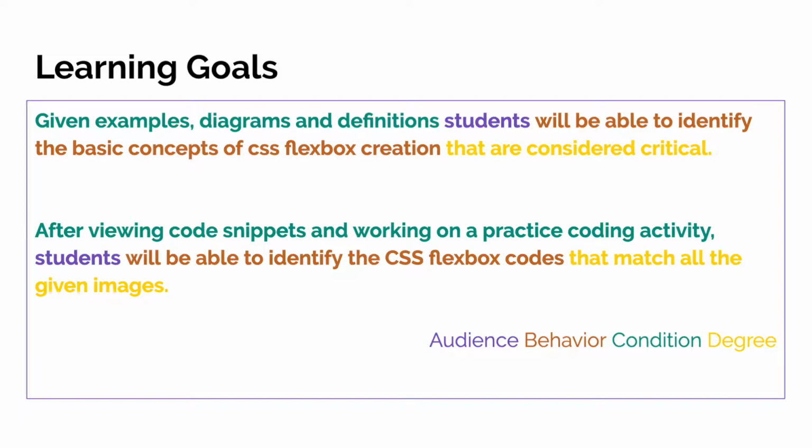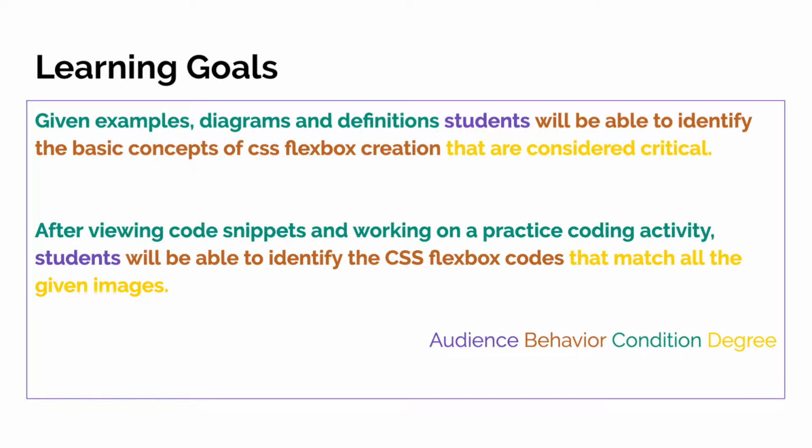After narrowing our scope, we came up with these two learning goals. The first learning goal is, given examples, diagrams, and definitions, students will be able to identify the basic concepts of CSS Flexbox creation that are considered critical components. The second learning goal is, after viewing code snippets and working on a practice coding activity, students will be able to identify the CSS Flexbox codes that match the given images. These two learning goals address both the theory and the basic application of CSS Flexbox.